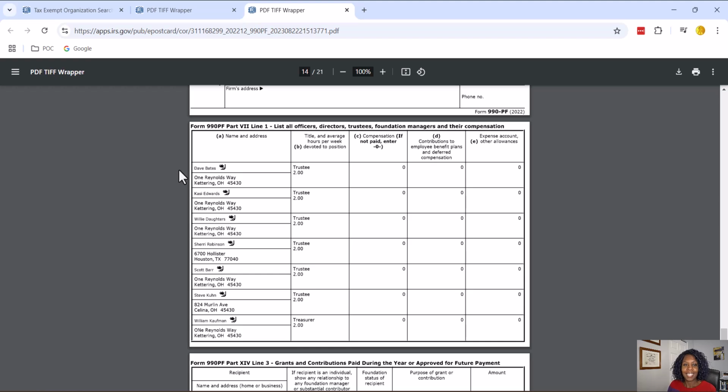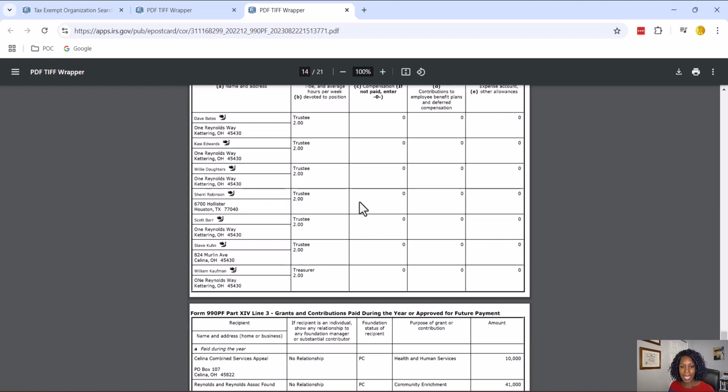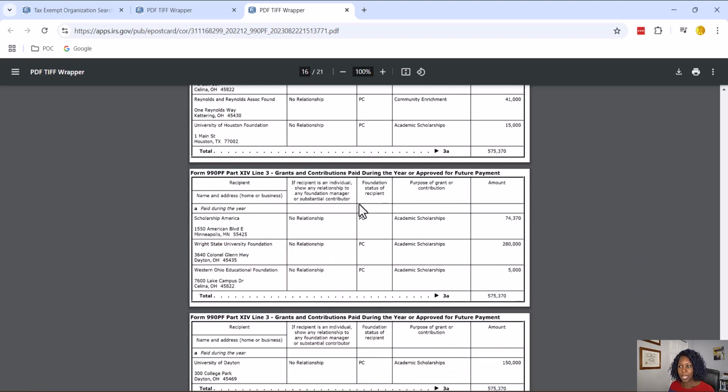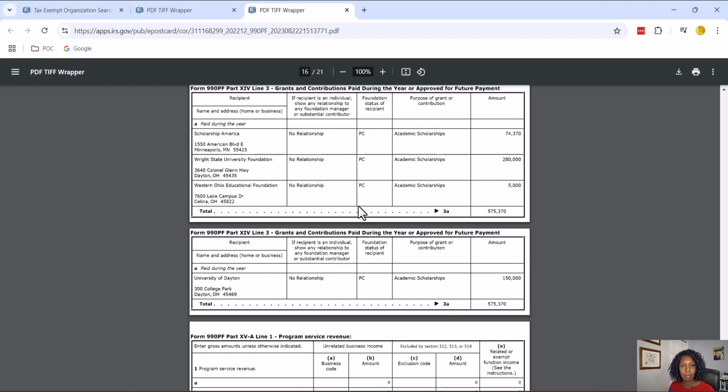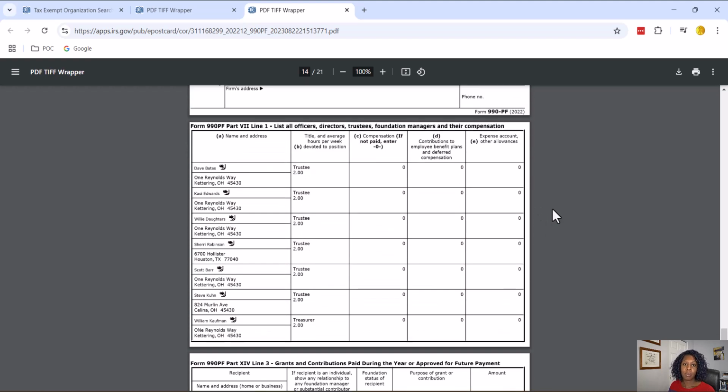All right. So these are just a few ways. I don't want to make this video too long, but these are just a few ways you can utilize your 990 to help determine whether you should apply for a grant, or how to position yourself in a way to be selected to receive grant funding.